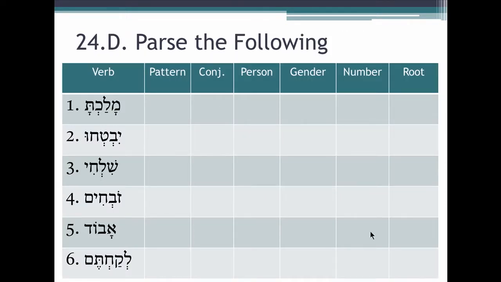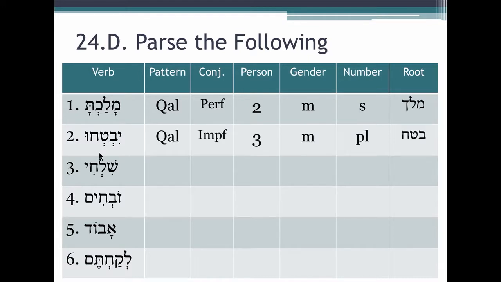More parsing. We're going to have a mix here. So number one, do we have a prefix? No. Do we have a discernible lemma? Yes, malakh. And then ta is the surefire ending for the qal perfect second masculine singular from malakh. Yivtehu, do we have a prefix? Yes. Discernible lemma, batach. The yod prefix plus the u ending is qal imperfect third masculine plural from batach.